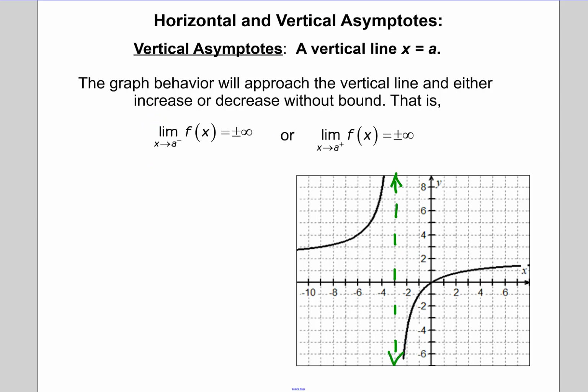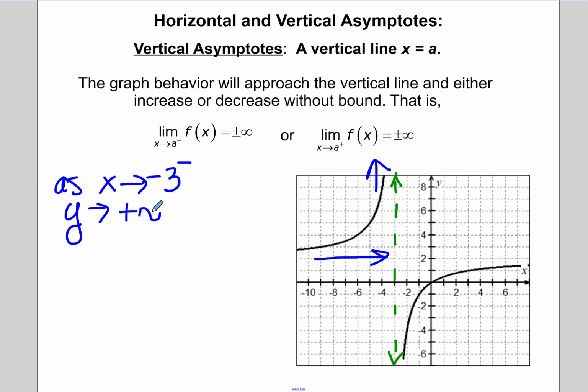So the definition of a vertical asymptote is when the limit as you approach your asymptote from the left, or the limit as you approach the asymptote from the right, are heading to an infinite value. And here you can see that happening if you look. As x approaches negative 3 from the left, you see what our y values are doing? The y values are tending to go upward.